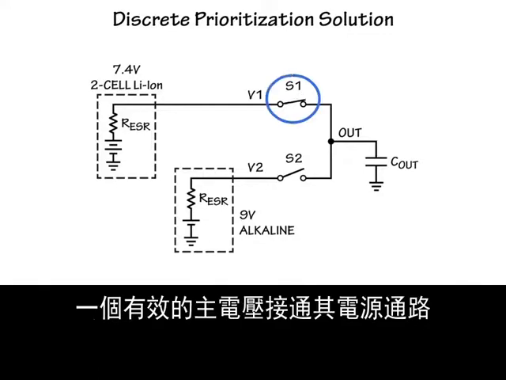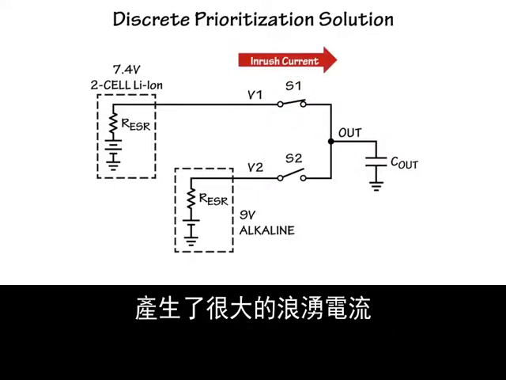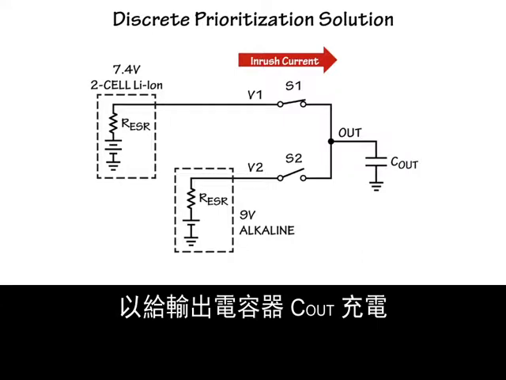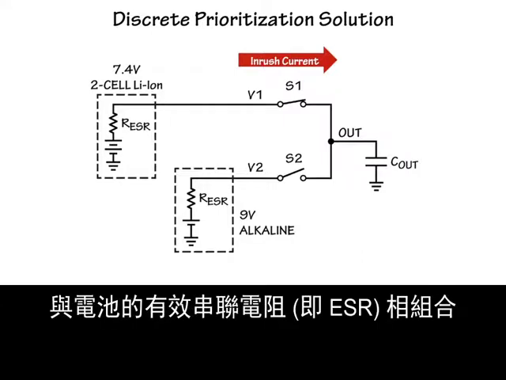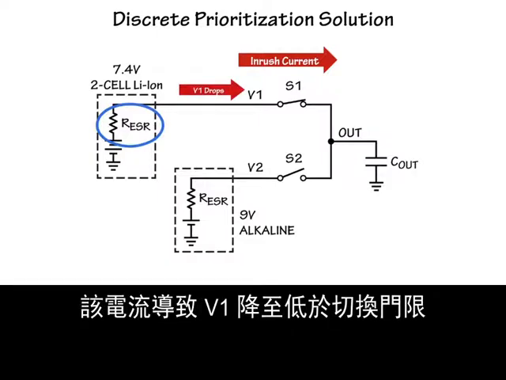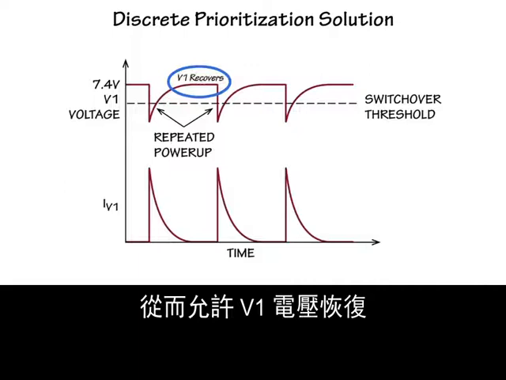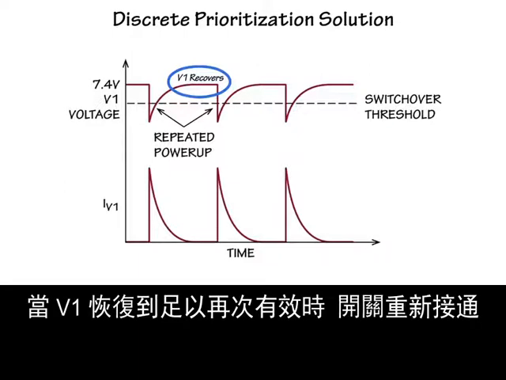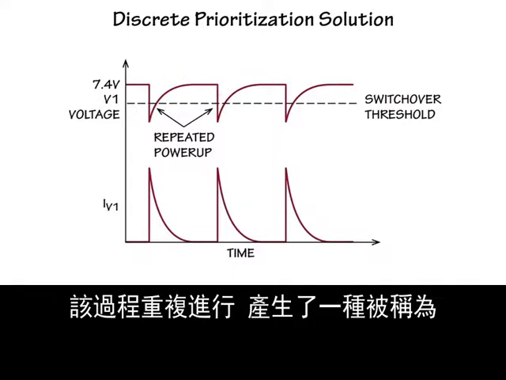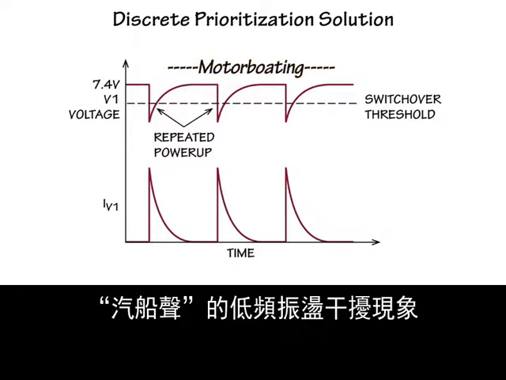A valid primary voltage turns on its power path, which results in a large inrush current to charge output capacitor Cout. Combined with the battery's equivalent series resistance, or ESR, this current causes V1 to drop below the switchover threshold. Now invalid, the primary path turns off, allowing the V1 voltage to recover. When V1 recovers enough to be valid again, the switch turns back on. This process repeats, resulting in a phenomenon called motorboarding.